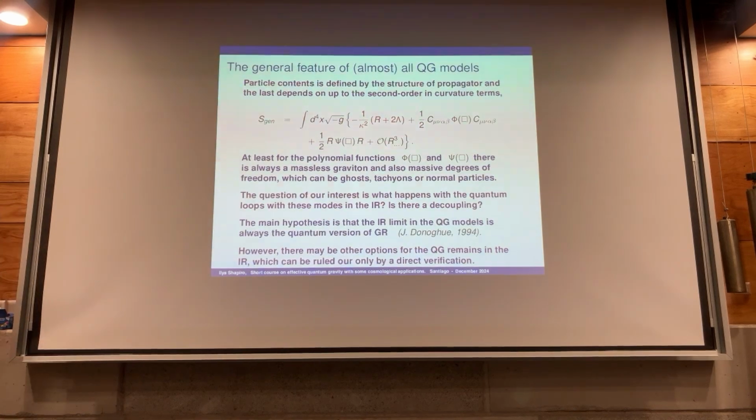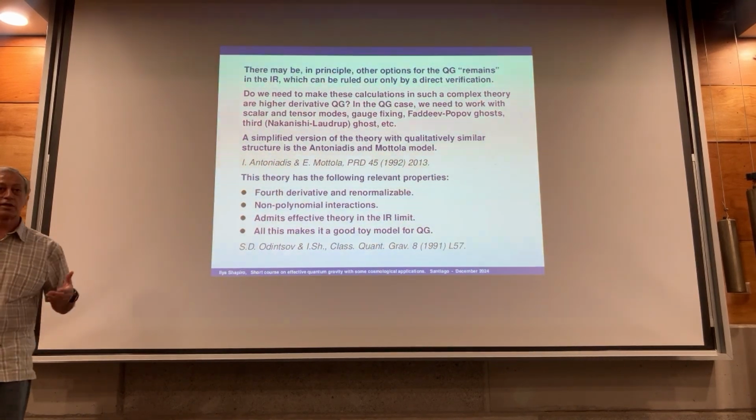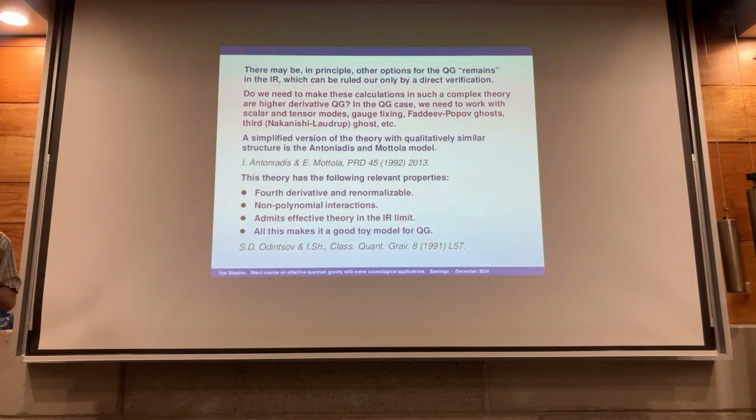How? We have to start with some theory, which has at least 4 derivatives, and make calculations with these mixed loops and see what happens with these mixed loops. And it's very difficult to do with quantum gravity. I'll explain why. So what we did for a while with Wagner was the following. We used the so-called model of Antoniadis-Mottola. Antoniadis and Mottola made this paper in '92. It's a very, very good paper, but they used the action which we introduced a year before.